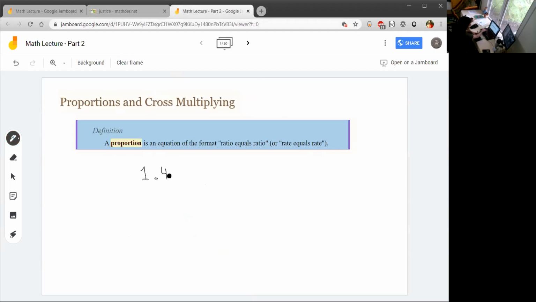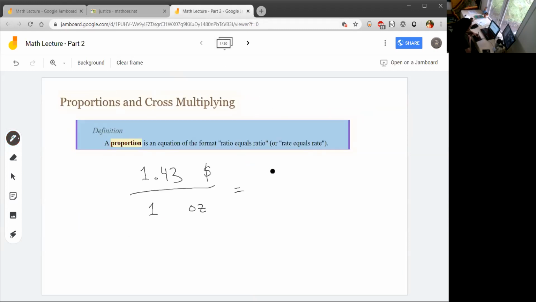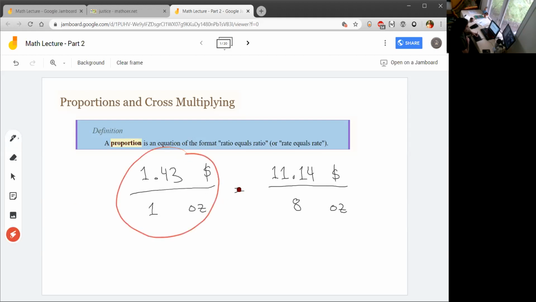143 dollars to 1 ounce is $11.14 for 8 ounces. So that's a great proportion. It has a ratio. It's equal to another ratio. If it costs this much money for an ounce, if I wanted to buy an 8-ounce package, I'd have to spend that much.